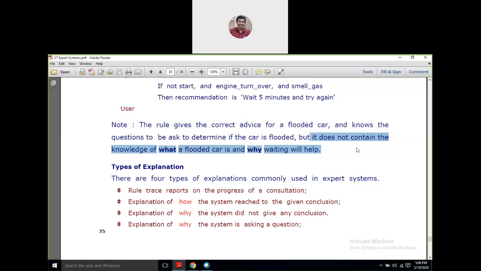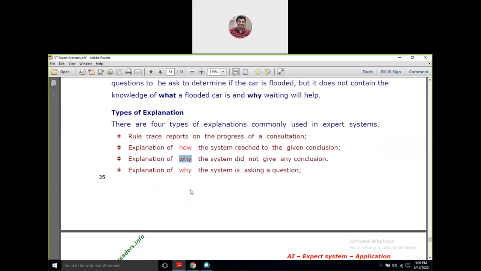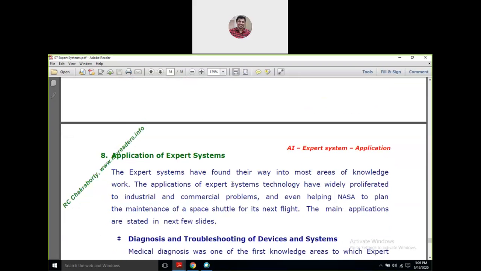So the explanations that may come up may be of a few types. What are those types of explanations? How, why, and another why. The first, how, means the system has reached a given conclusion. How have you reached, or how has the expert system reached that particular conclusion, right? And why is for when the system did not give any conclusion at all. That means it is still asking for justifications. So why is it asking for justifications? These kinds of explanations are to be addressed. Another why is for why the system is asking a question, right?